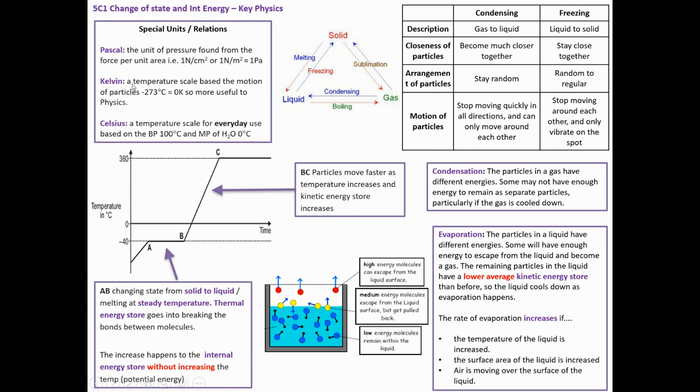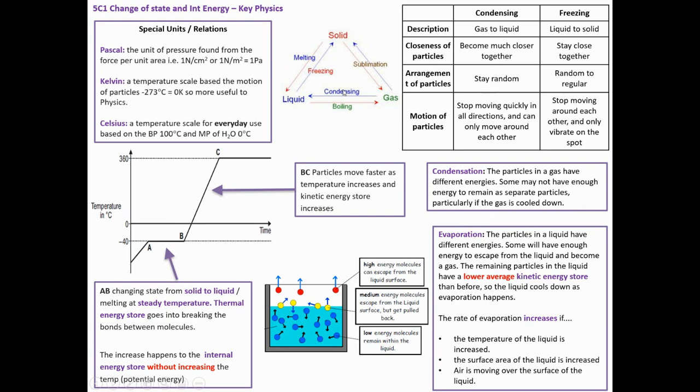We've got the Kelvin scale. It's a temperature scale based on the motion of particles. So minus 273 degrees C is 0 Kelvin. It's much more useful to physics than just having the standard 0 to 100 Celsius scale, which is based on the boiling point of water and the melting point of water. This one is when all the particles will stop moving. So then we can actually make our graphs make a little bit more sense. You've got to start thinking about this and be careful in calculations.